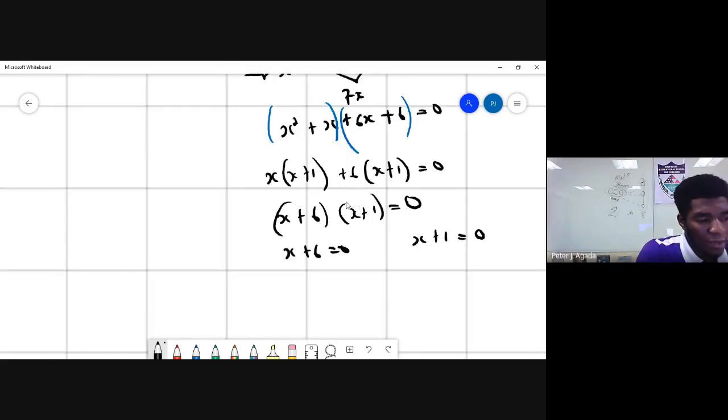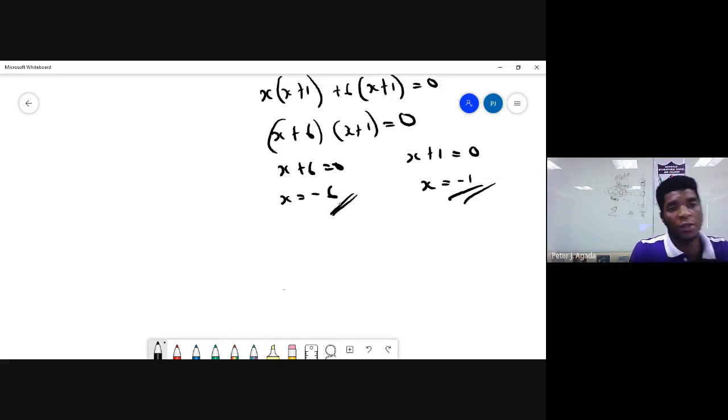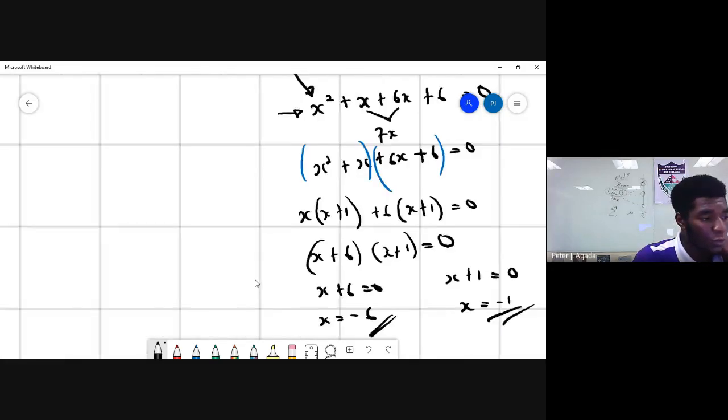Therefore, my x from this quadratic equation can be -6 or -1. Basically, these are the solutions of your quadratic equation. Let's go back and see if we can solve the other equations and see what will likely be our solutions when we solve question 2.